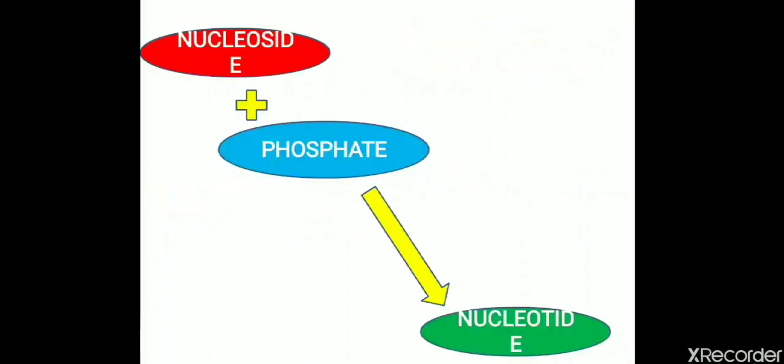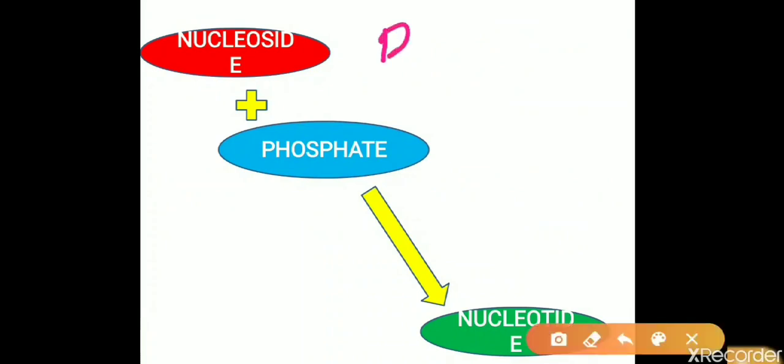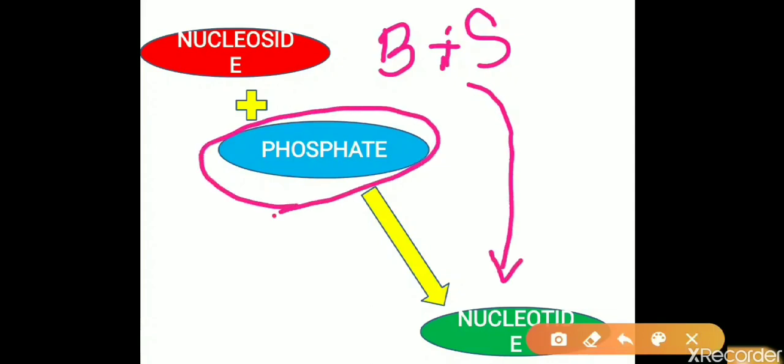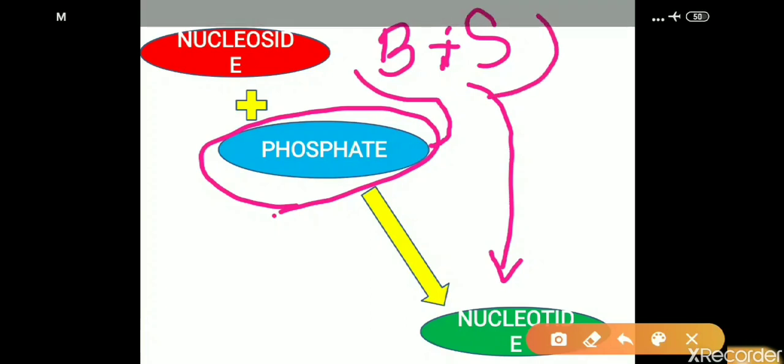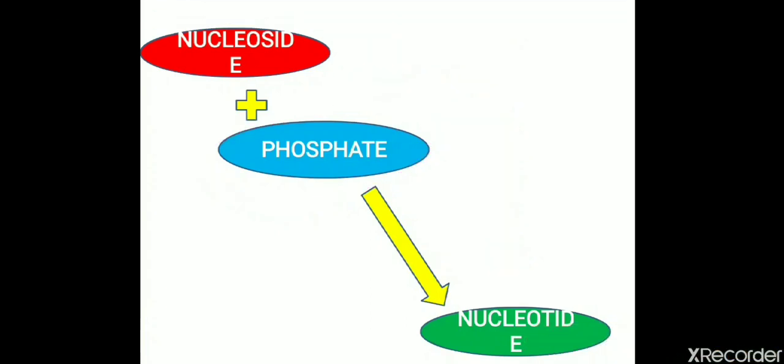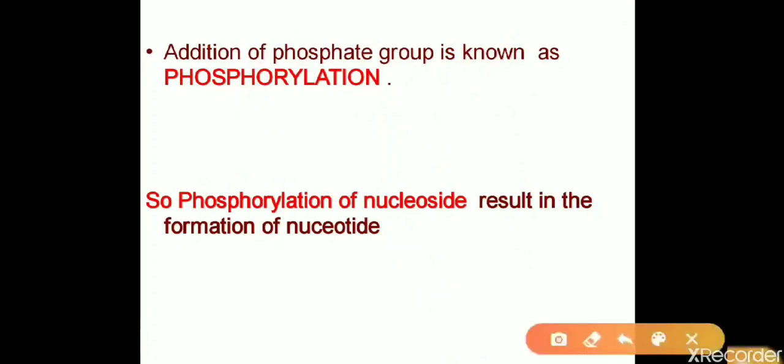Similarly, a nucleoside is made of a nitrogenous base with a pentose sugar, and for the formation of a nucleotide we need an additional phosphate group. So phosphorylation of a nucleoside results in the formation of the corresponding purine nucleotide.